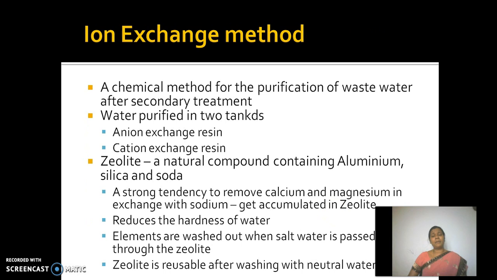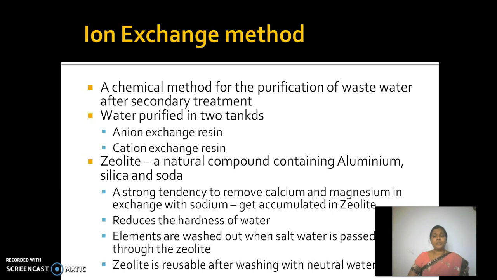And the second methodology that is followed in tertiary treatment is the ion exchange method, because in the sewage water you will have organic materials as well as ionic materials, minerals and so on. So how will we remove this calcium, magnesium, other anions, cations, such compounds? That is removed with the help of the ion exchange method. It is a chemical method for the purification of wastewater after secondary treatment.